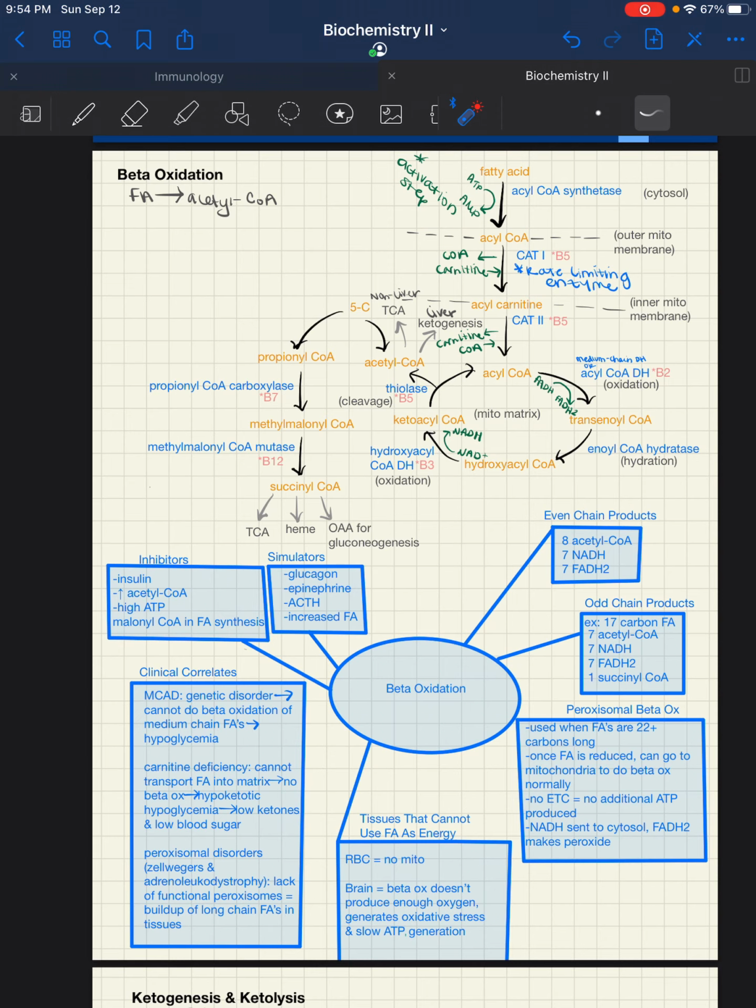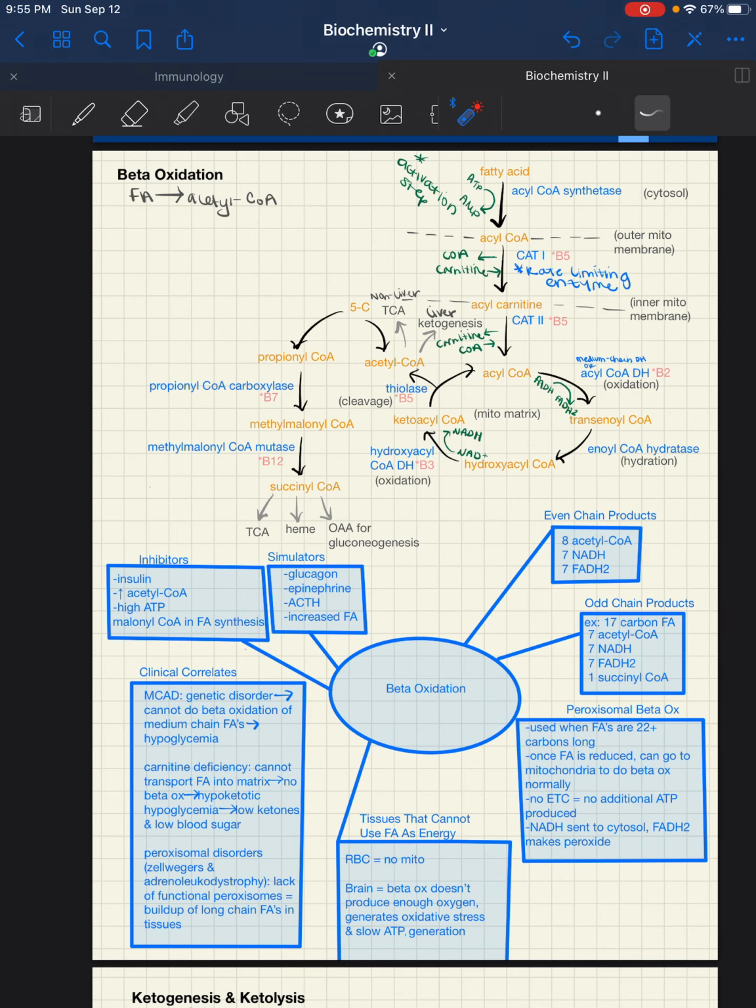Normally, peroxisomes don't have electron transport chains, so they're not going to be producing as much ATP as when beta oxidation is done in a mitochondria. At the end of peroxisomal beta oxidation, NADH is going to be sent to the cytosol, but FADH2 is going to be used to make peroxide because peroxisomes make peroxide. It's kind of in the name.